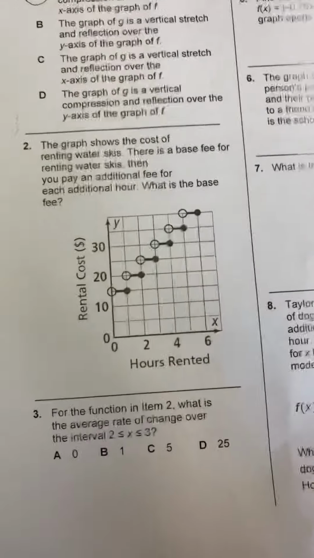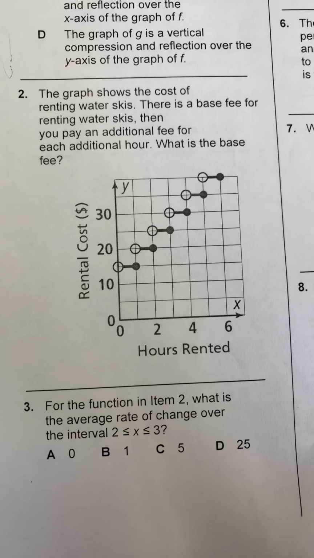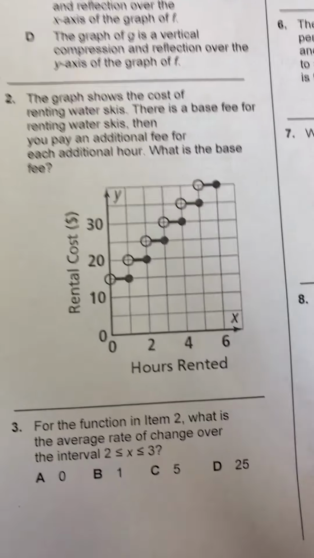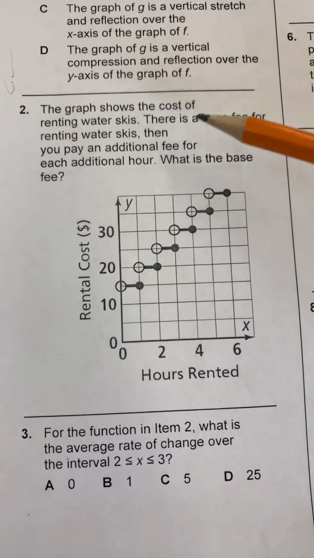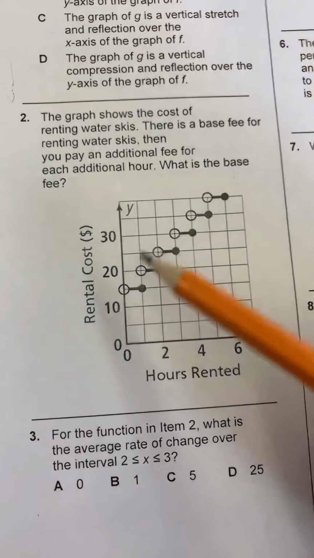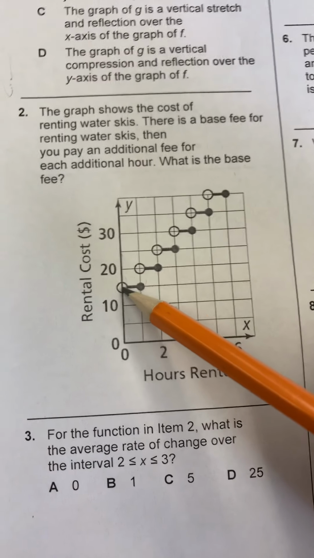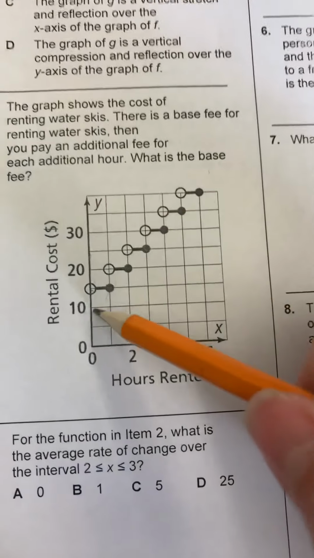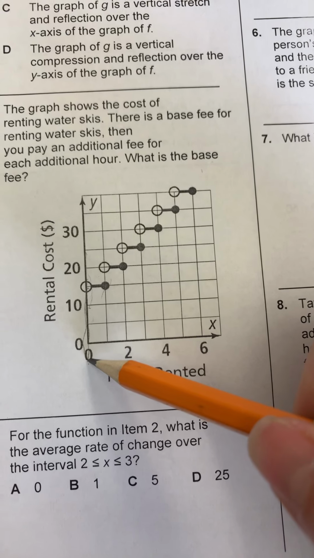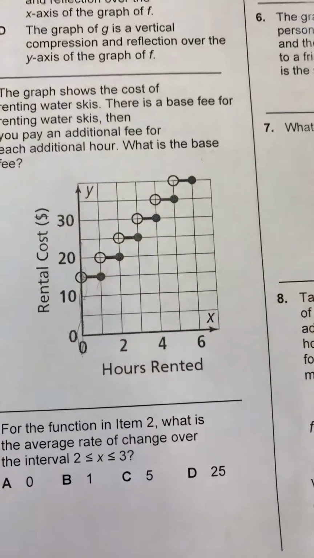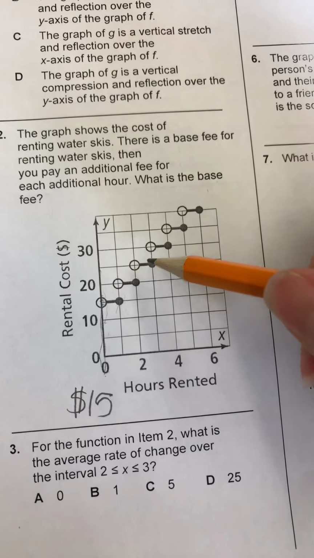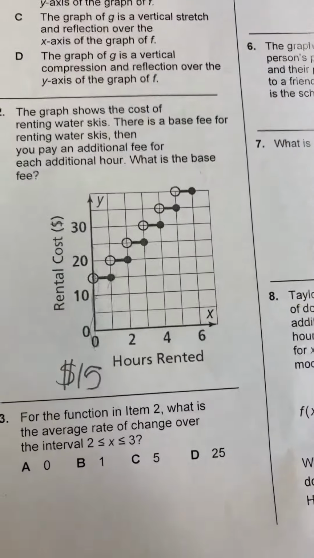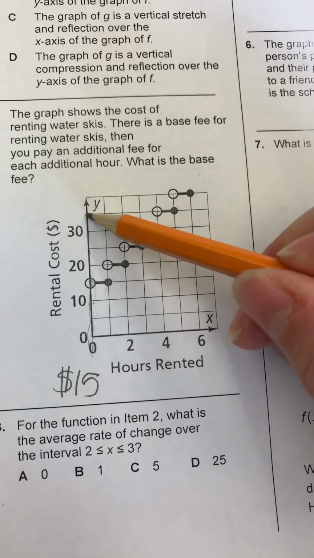All right, the next one says the graph shows the cost of renting water skis. There's a base fee, and then you pay an additional fee for each additional hour. All it asks for is the base fee. So just like with any other equation, where it hits the y-axis, where it is at when x equals 0, at 0 hours rented, it's $15. So that's your base fee. So it's $15 base fee, and then it adds $5 per hour because each square is going up by 5.